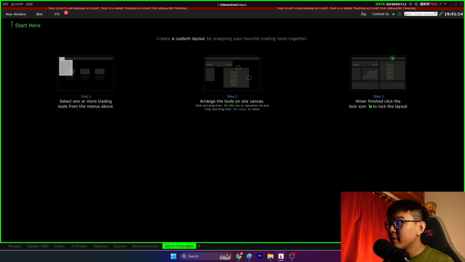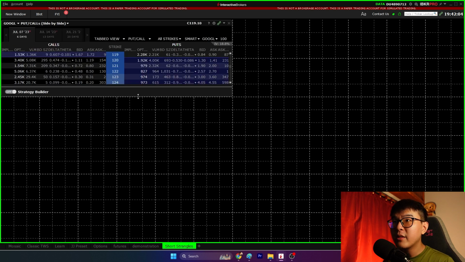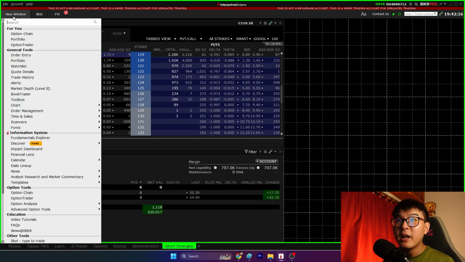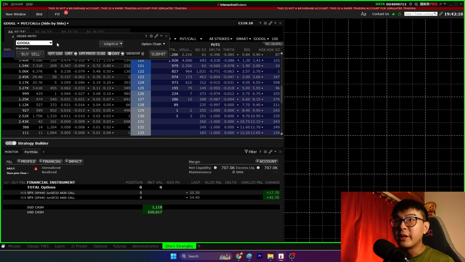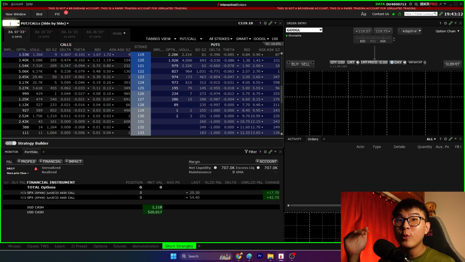The first step is to make sure this lock button here is unlocked so that you can make changes to the layout. Click on new window, click on options chain, and this complicated thing will open over here. This is the options chain. Click on new window again, click on portfolio, click on new window, click on order entry, click on order management, click on orders.